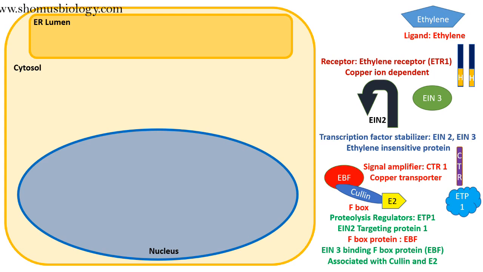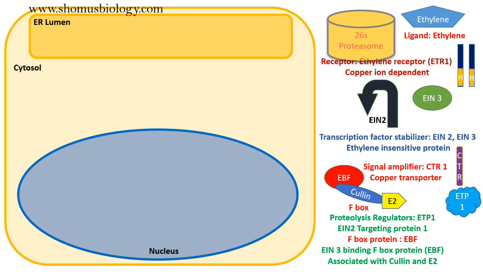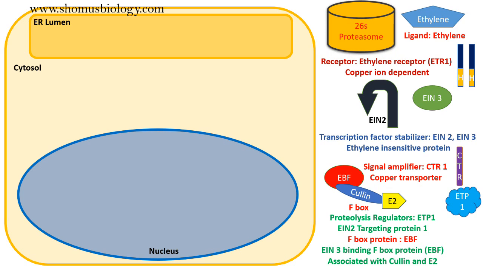and EIN2 target protein 1 is ETP's full form, and the F box protein EFB. These F box proteins are composed of EFB, that is EIN3 binding F box protein, and it is also associated with choline and E2, which is a ligase that can tag polyubiquitin to a target protein for destruction. So these are the key players. Apart from that, we also have the 26S proteasome complex. This 26S proteasome complex in the plant cell is produced inside the nucleus as well as inside the cytoplasm.